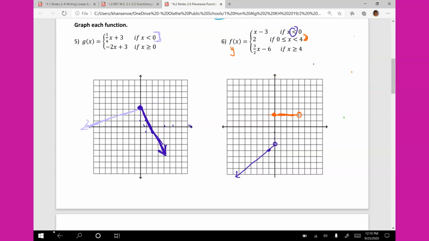So now down 6, 1, 2, 3, 4, 5, 6. I'm going up 1, 2, 3 to the right 1, 2. Now this is saying it wants everything greater than 4, so I'm going to get to 4. I'm at 2 right now, so up 1, 2, 3 to the right 1, 2. Okay, so this is where I'm supposed to be. So I'm going to erase these dots.